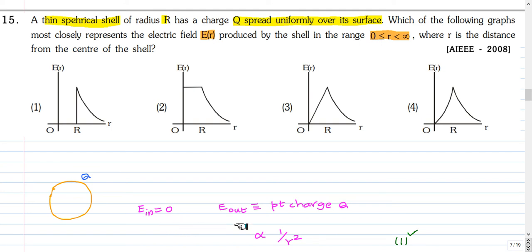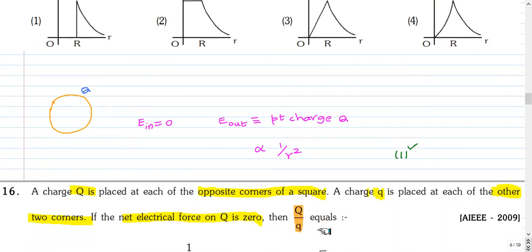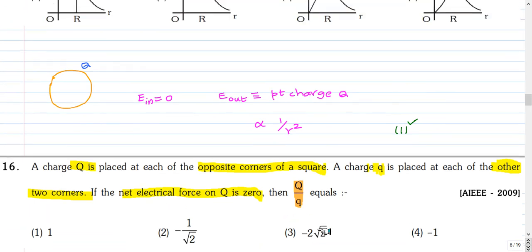And for the points outside, it will be equal to that of a point charge q located at the center. This is also a standard result we can use here, and it can be obtained by taking a Gaussian surface whose radius is greater than the radius of this spherical shell, and the Gaussian surface is a spherical surface. And the electric field due to a point charge goes as 1 by r square. So the electric field due to this spherical shell will also go as 1 by r square. So the correct option is option 1. This is the next question.